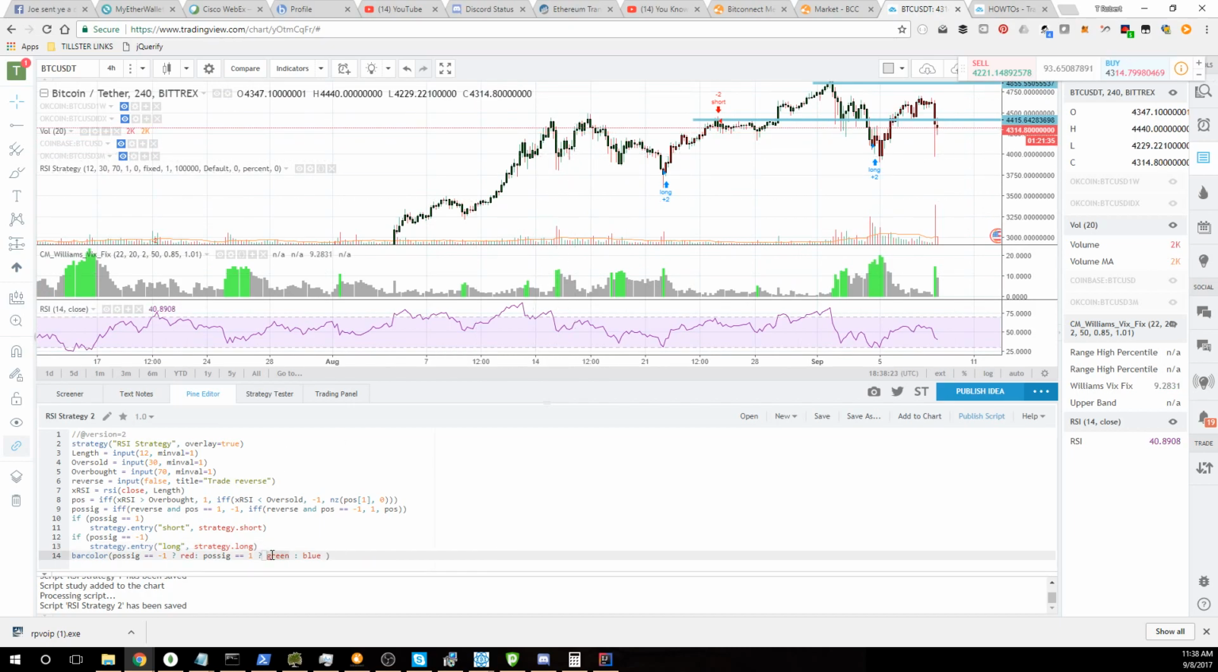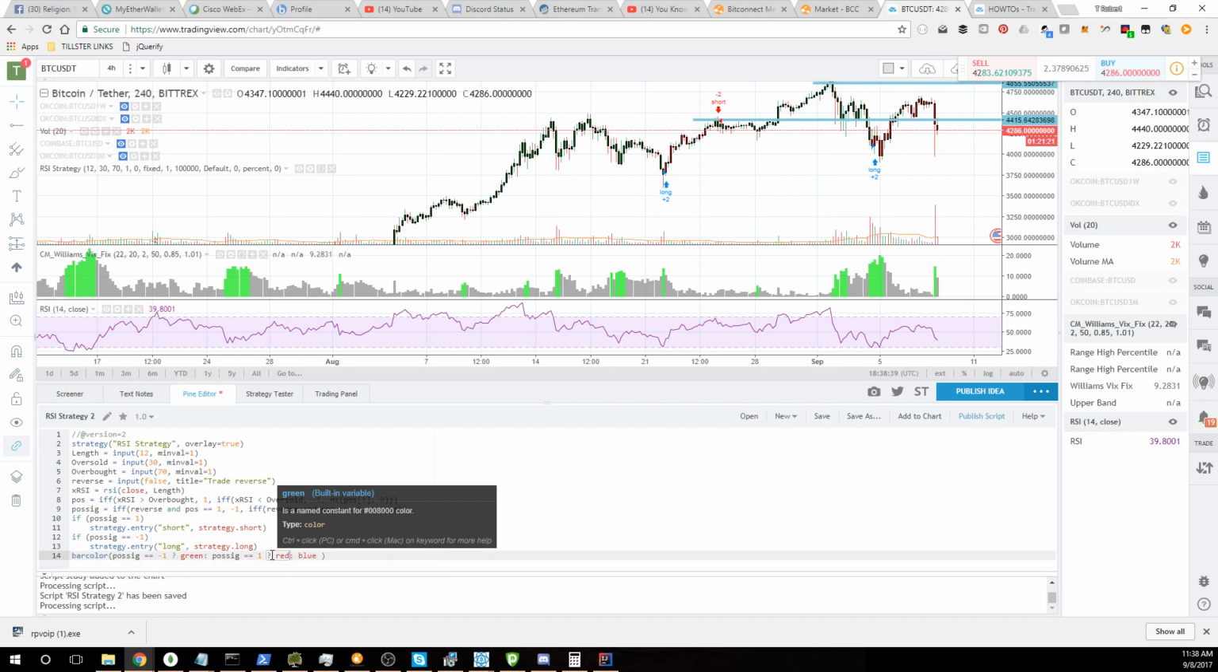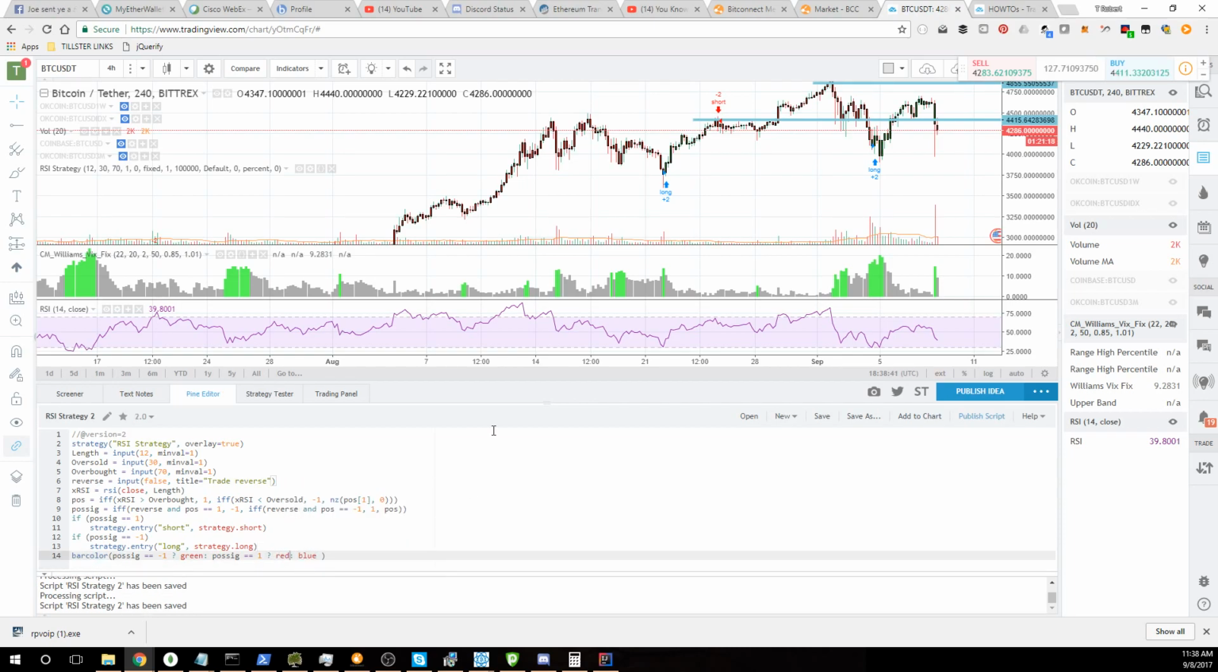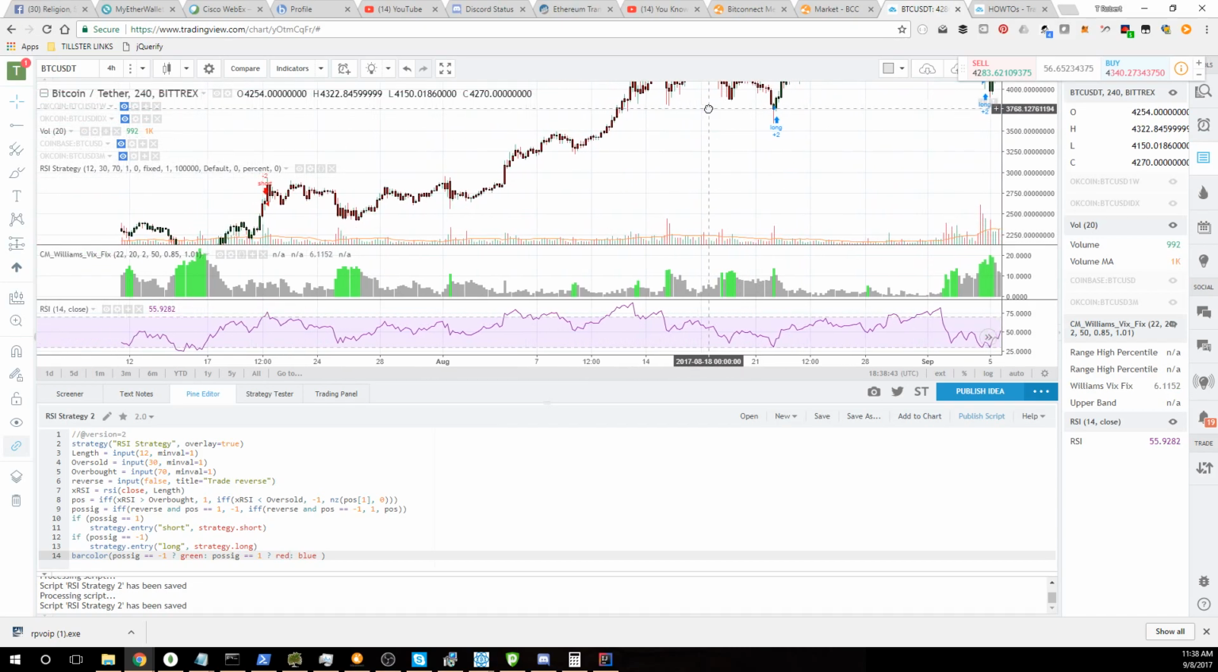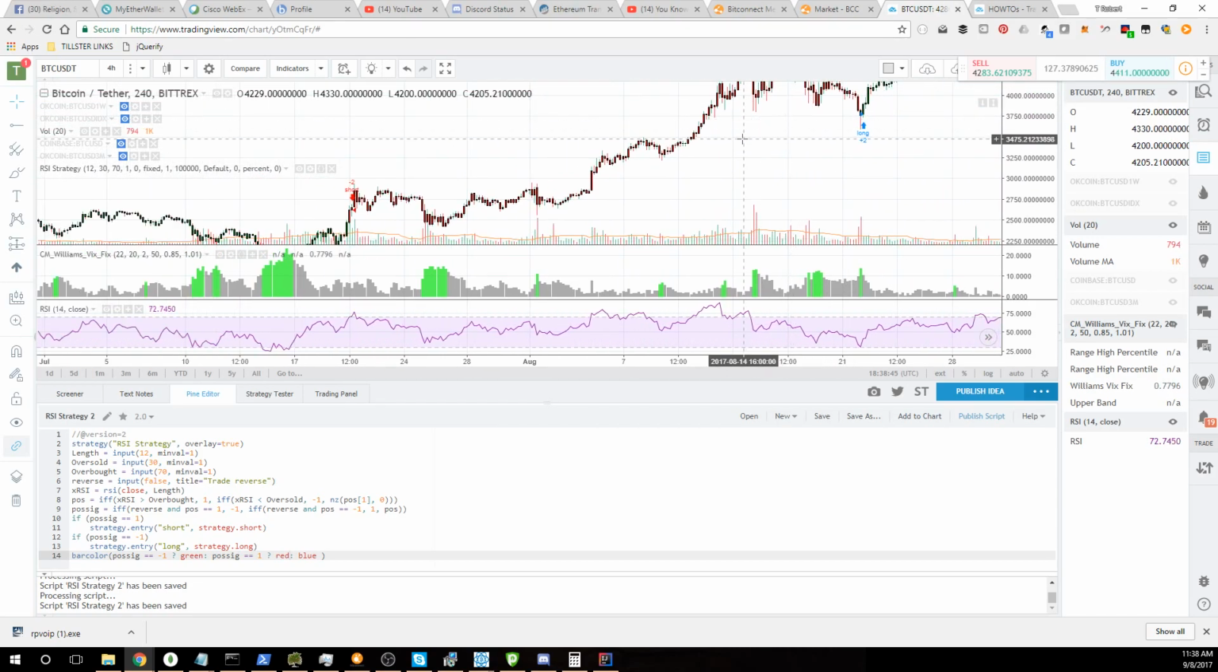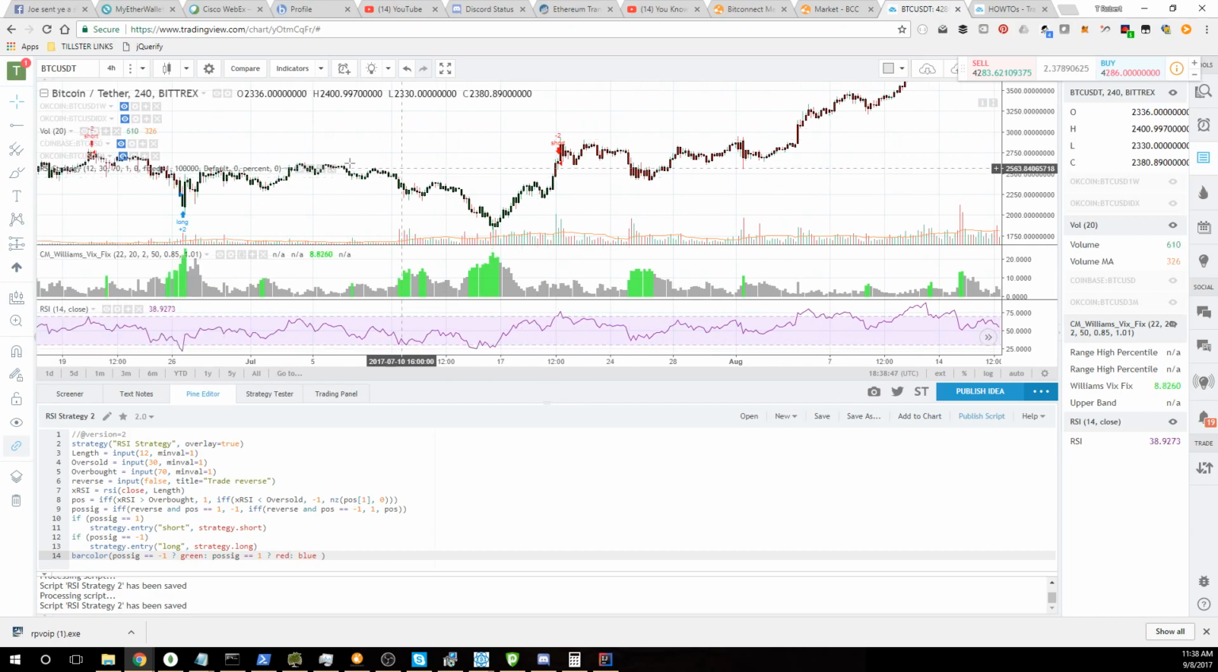And then we'll make this green, and we'll make this red. And what this is doing is coloring the individual bars. There. Yeah, the short didn't exactly work very well right there.